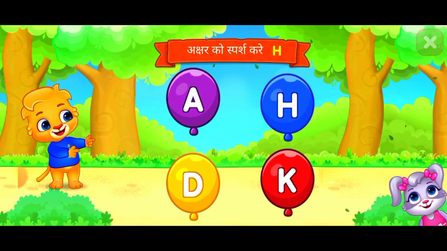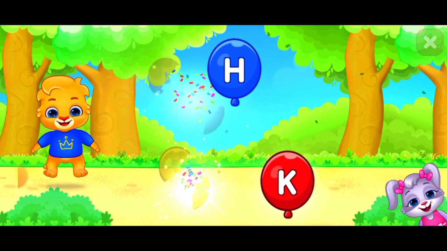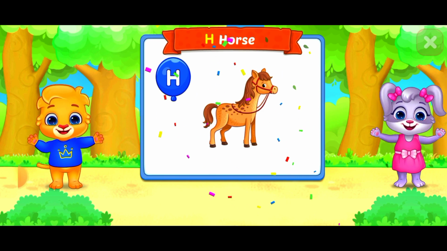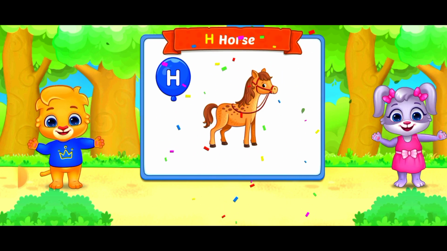अक्षर को स्पर्श करें। H. H is for horse.